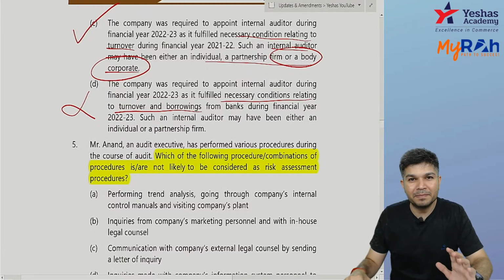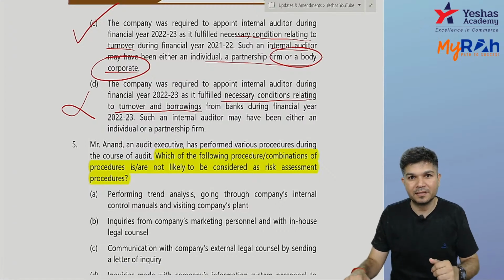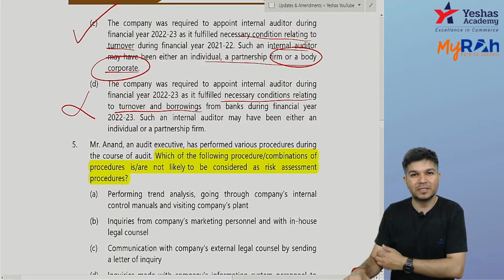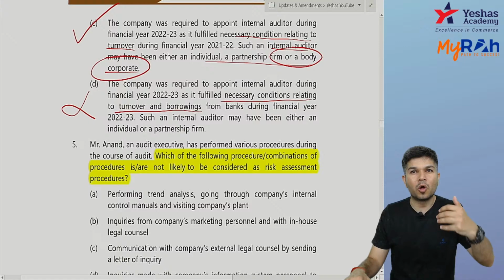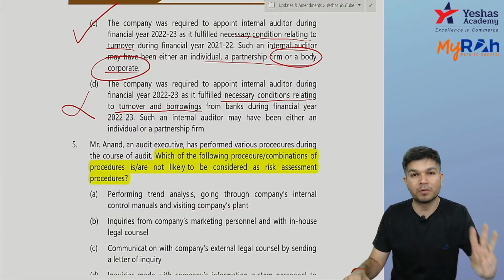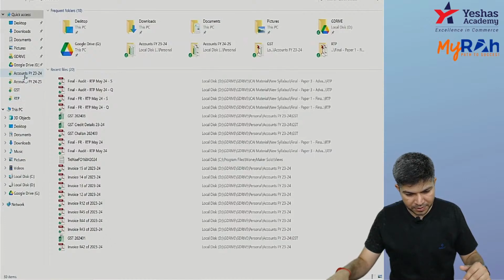Now, many people say, sir, if you read section 138 along with rule 13, they've written you should appoint an internal auditor or a firm of internal auditor. But I tell you, if you open up the ICAI material, you'll find they've clearly written it can be an individual or a firm or a body corporate. Let me just open it for you.